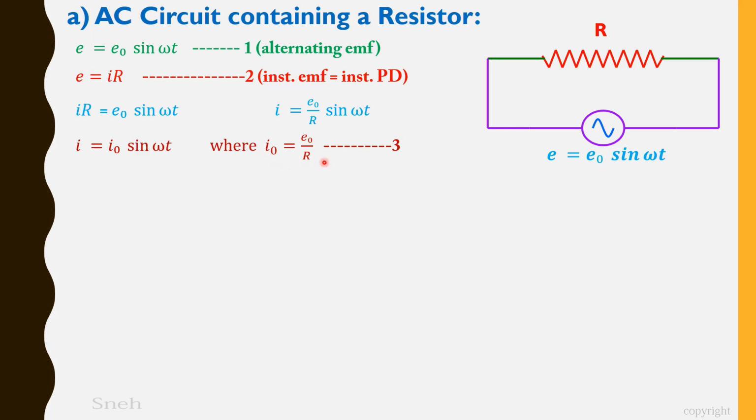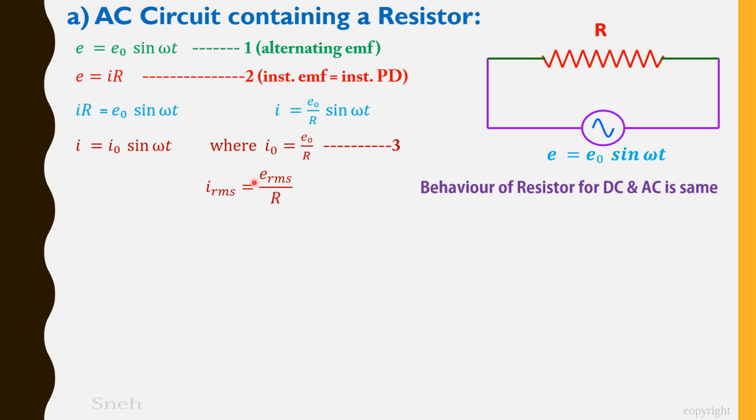In Ohm's law, we say that I is equal to V upon R. V is nothing but potential drop. And here I am taking instantaneous EMF equal to instantaneous potential drop. So this equation is similar to Ohm's law. And if I have IRMS, I can write IRMS is equal to ERMS upon R.